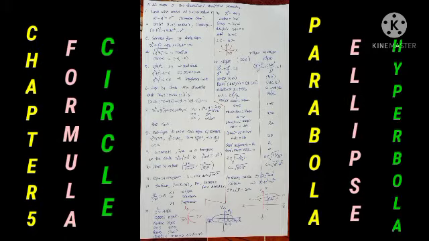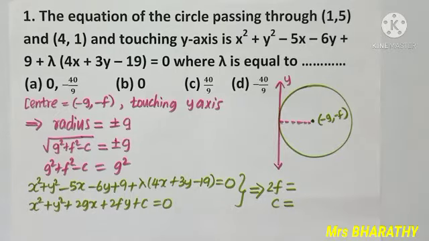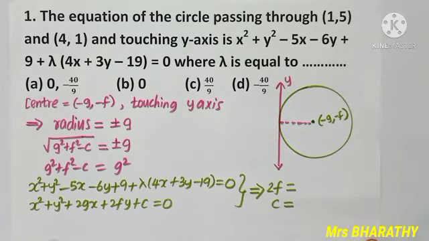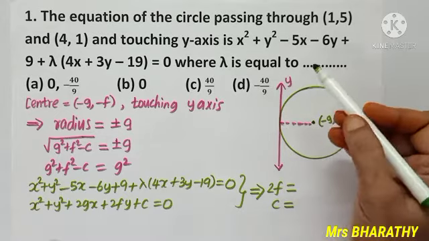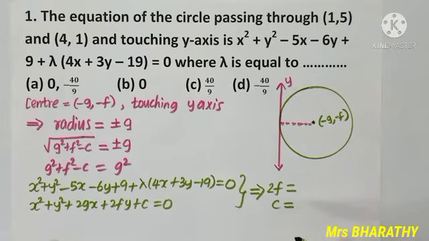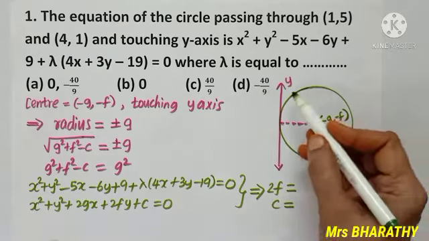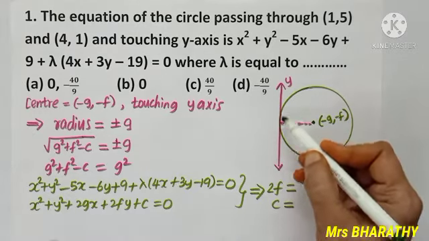Good morning, children. In today's class, we are proceeding to exercise 5.6 Objective type questions in Chapter 5 Two-Dimensional Analytical Geometry 2. Question number 1. The equation of the circle passing through (1, 5) and (4, 1) and touching the y-axis is given, where lambda is equal to. We are given the circle is touching the y-axis.